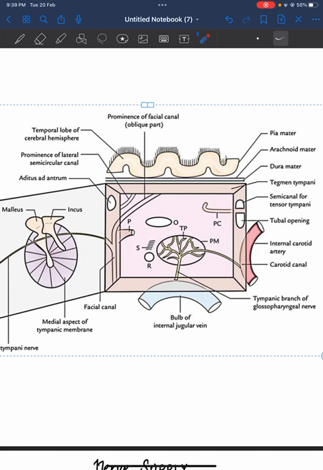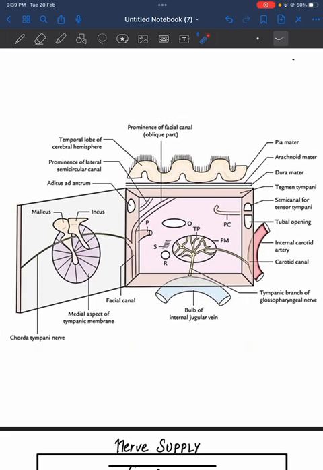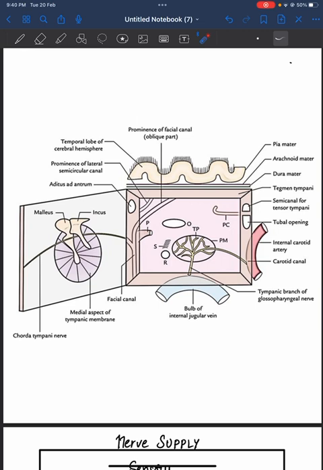Now this space is actually present between two projections. There are two elevations over here: below the oval window you'll have the ponticulus, and above the round window you'll have the subiculum. Ponticulus and subiculum. Between these two there is a depression or space known as the tympanic sinus.